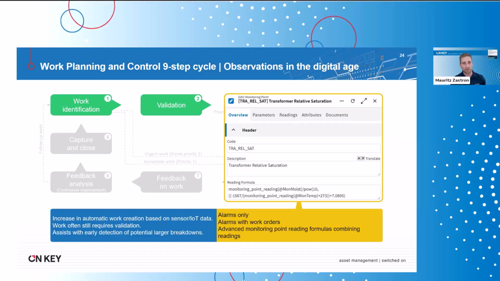Anki also has the ability to combine multiple sensor outputs to calculate complex values, such as the relative saturation that's shown there in the screenshot. This is also useful if a reading has to be considered within the context of another reading or other readings. For example, the temperature of a component or a subassembly or a specific sensor in conjunction with the ambient temperature. These combined readings can then be evaluated and work orders can be created if a specific threshold is exceeded.